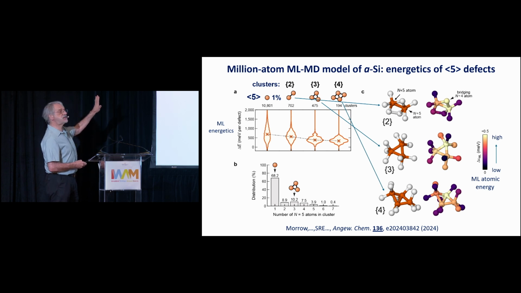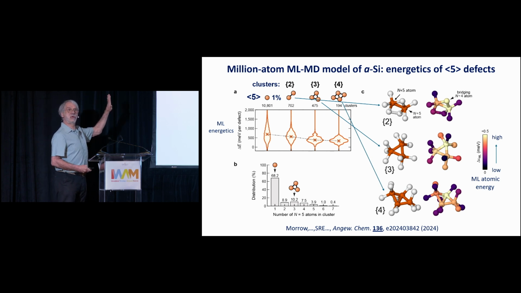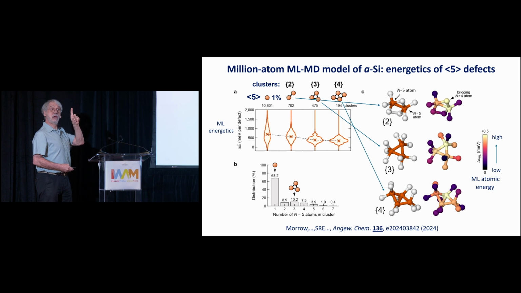So this is just one slide to show an advantage of these really large models. A 1 million atom silicon model. I've mentioned these 5-coordinate defects, and there are only about 1% of them. In 1 million atoms in the model, there are only 10,000 of these over-coordinated 5 units, which are independent, which are separate.